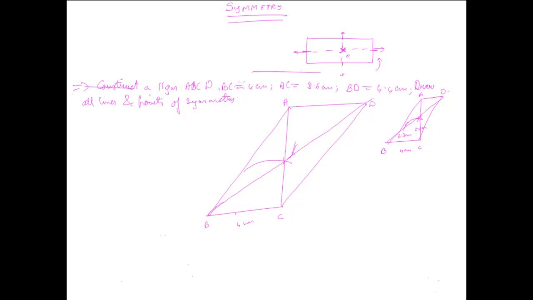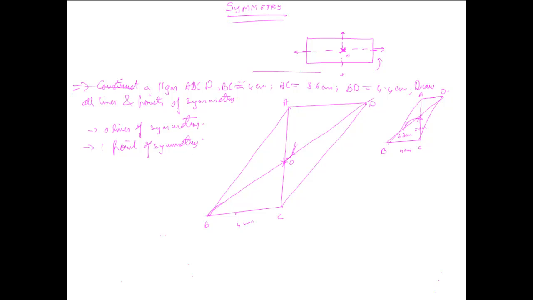Now children, for a parallelogram, no lines of symmetry are possible. There are no lines of symmetry possible for a parallelogram. The only possibility is the point of symmetry, which we'll mark as O here. This point is to be marked as point O. This is the point of symmetry. So 0 lines of symmetry and 1 point of symmetry.